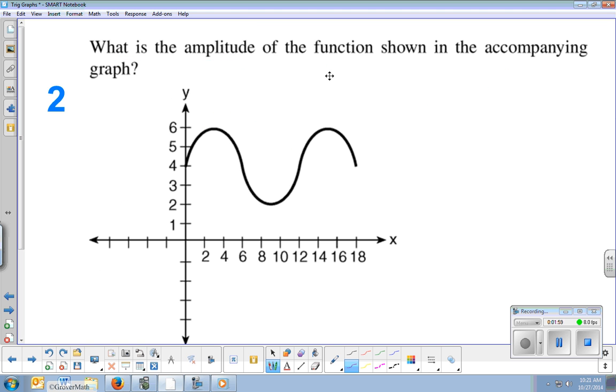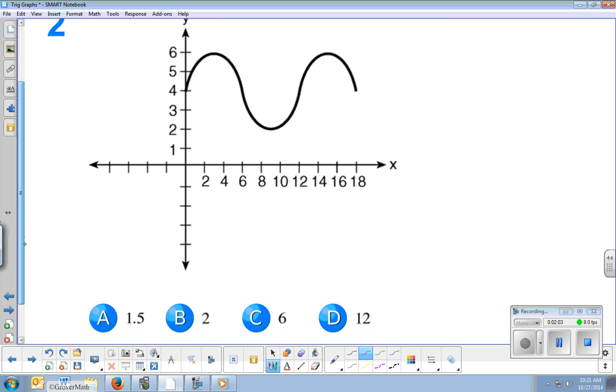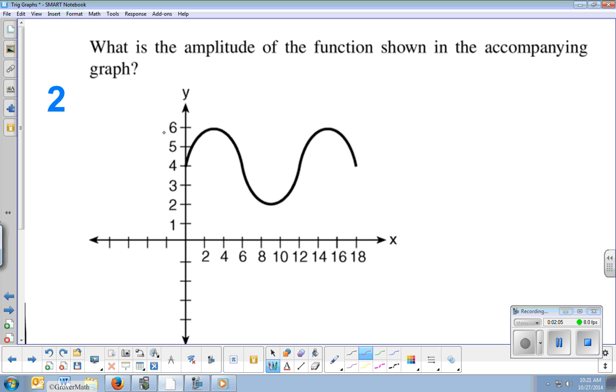What is the amplitude of the function shown here? Now this one can be a little deceiving. See if this is multiple choice. On the bottom it is. Because you see this and you think, all right, it would be 6. But notice that it's not centered on the x-axis like these waves usually are.